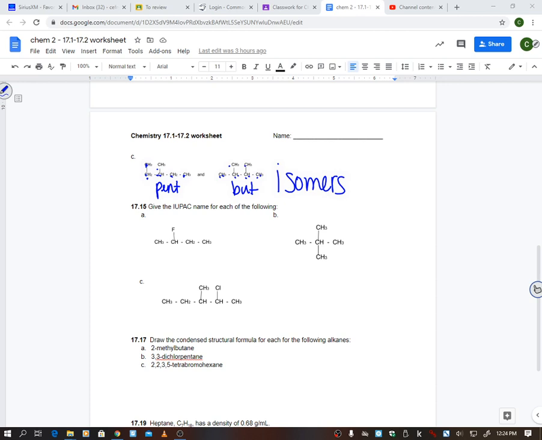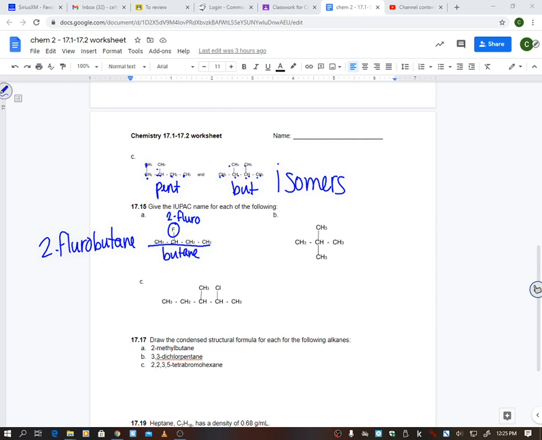All right, so 17.15, I'm going to give the name, but now we're going to see where there are some branches coming off here. So I've got 1, 2, 3, 4. So this is going to be butane. And then I've got this branch. So remember, I'm going to count the shortest way to get to fluorine. So 1, 2. So this is going to be 2-fluoro. So the name for this is 2-fluorobutane.